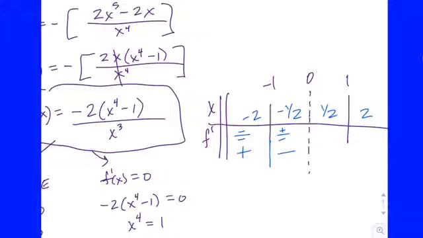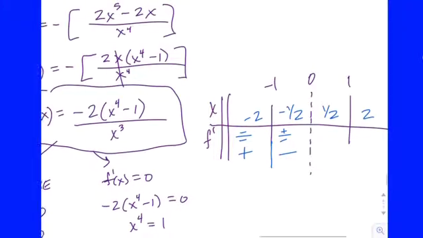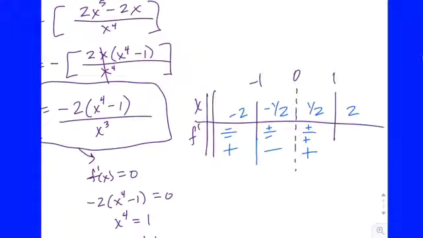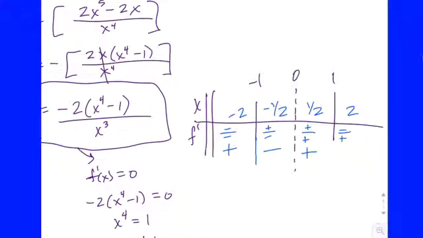You don't want to go too quickly through this. If you plug in a 1/2, you're going to get in the top a negative times a negative again, which is positive. And then in the bottom, the cube root of a positive is positive, so you do end up with a positive. And then if you plug in a positive 2, you're going to get a negative over a positive, which is a negative.